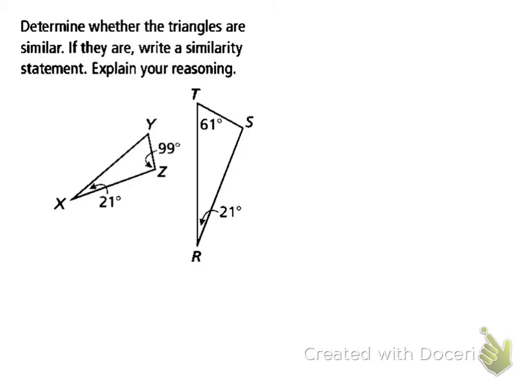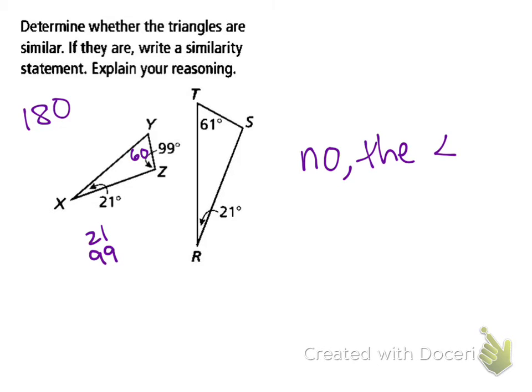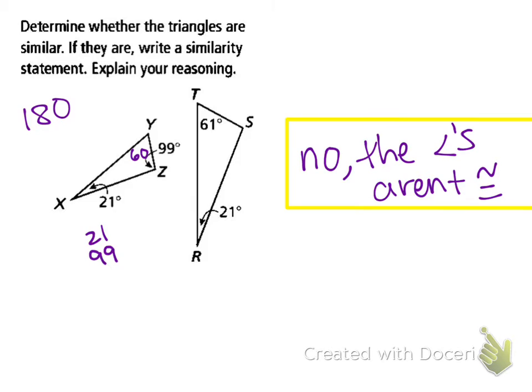What is the measure of angle Y going to be? Is it 21 and 99? It's 60? Okay. So are there 2 angles congruent to 2 angles? They're not. All right. So are they similar? No. Explain your reasoning. The angles aren't congruent. Something to that effect.